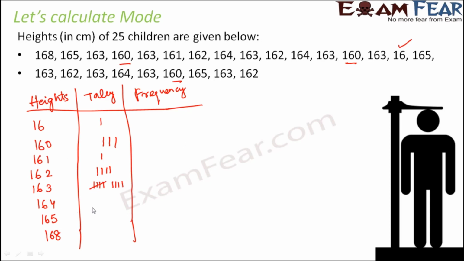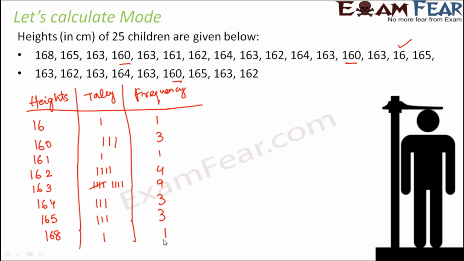So 164 gets repeated 3 times, 165 also 3 times, 168 once. So let us write the frequency. It is 1, 3, 1, 4, 9, 3, 3, 3, 1. So this is how we prepared the frequency distribution table.